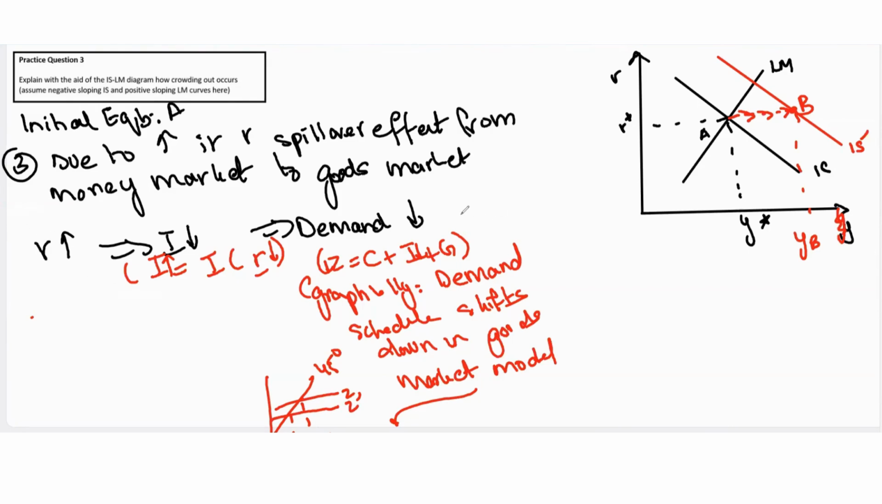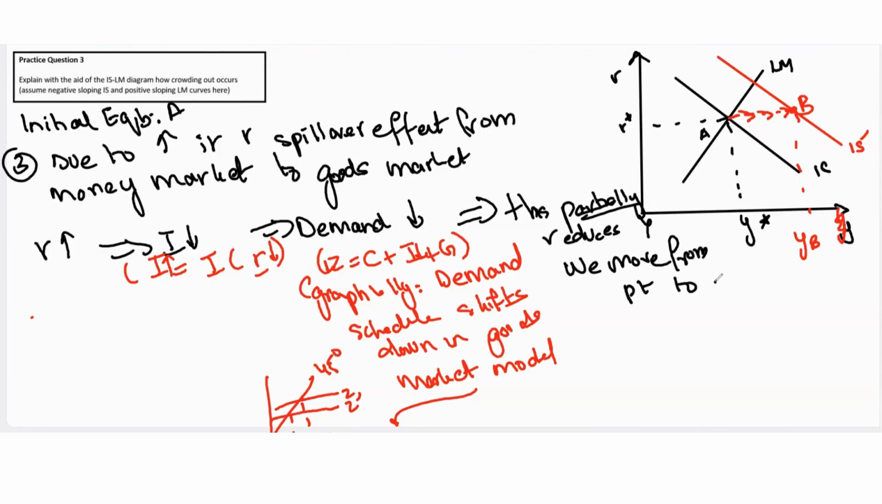So graphically, when demand decreases, that is depicted by the demand schedule shifting down in the goods market model. This partially reduces Y. Again, it doesn't completely, but it will partially reduce Y, because Y went from Y star to YB. Now Y is partially reduced, so it is not going to fully reduce. There's still going to be a net positive effect on Y. We now move from point B to point A prime, which is the final point, right? So we're moving from YB to Y star prime.